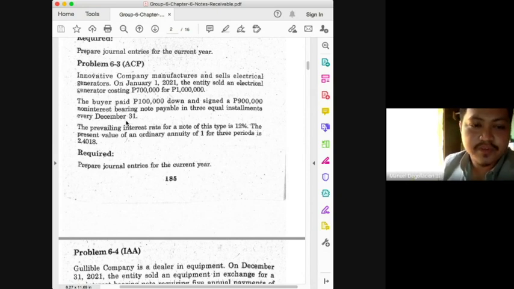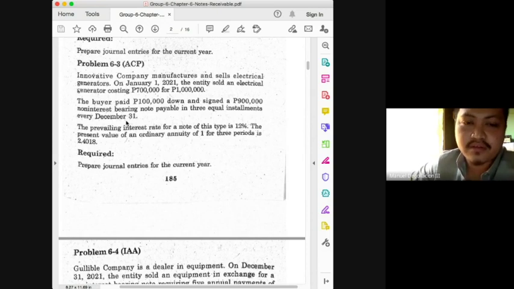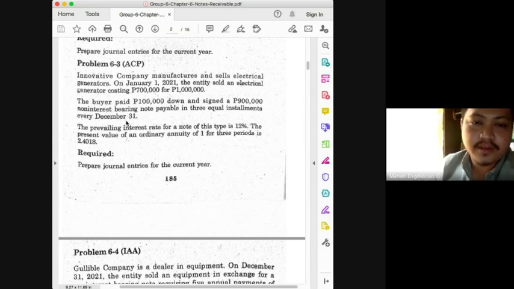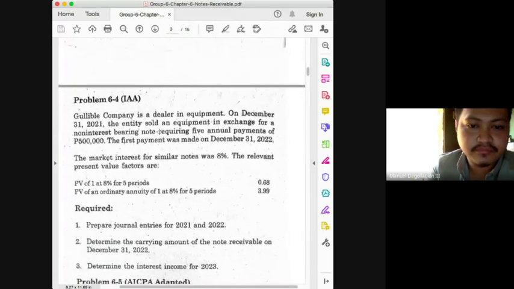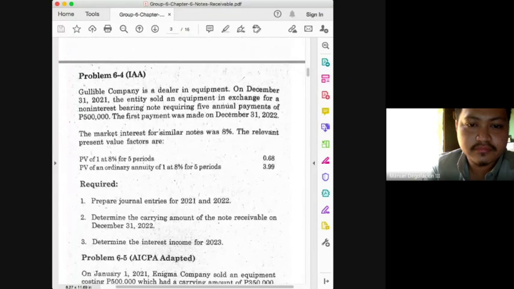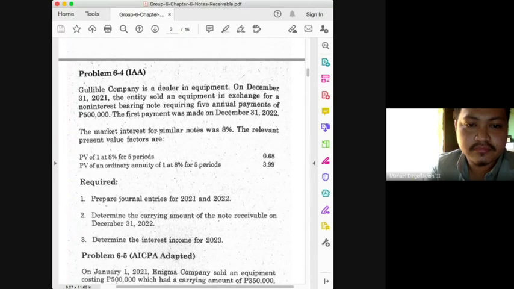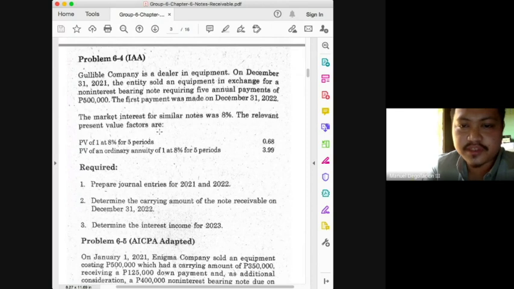So by this time next year, the 300,000 will now represent the full payment of the notes receivable and the remaining interest of 32,154. And I think that's everything for problem 6-3. Any question, class? Okay, we'll proceed to 6-4.